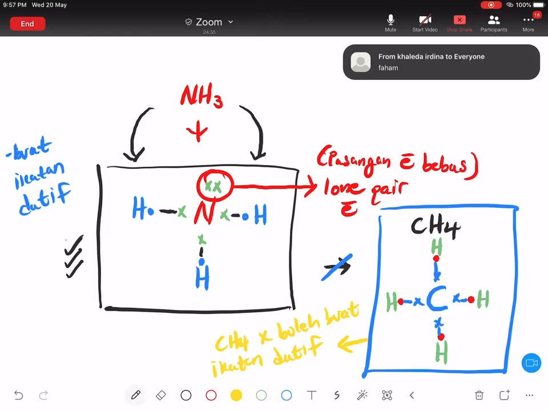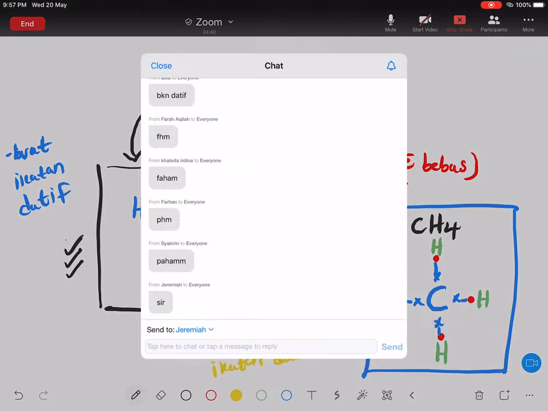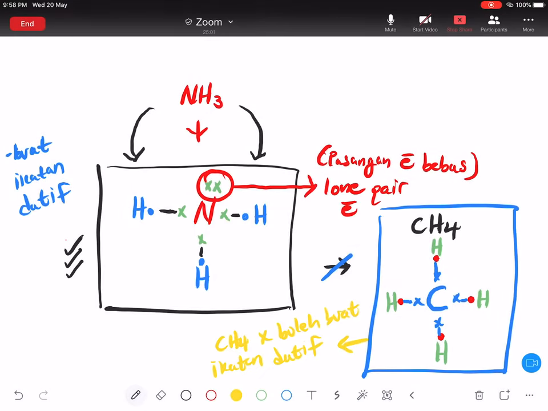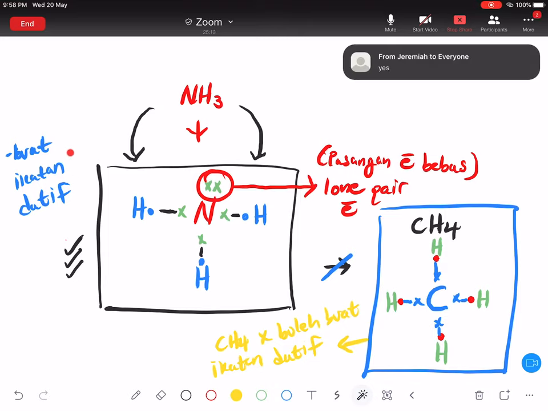Ha, very good eh. Okay, saya nak padam ni. Okay, Jeremiah ada soalan. Ha, kau tanyalah. Itulah Farah duk puji si Jeremiah muka Korea. Itulah jadinya. Ha, apa dia Jeremiah? The blue word beside there is what? Betul. Buat ikatan datif. You want I translate this, Jeremiah?